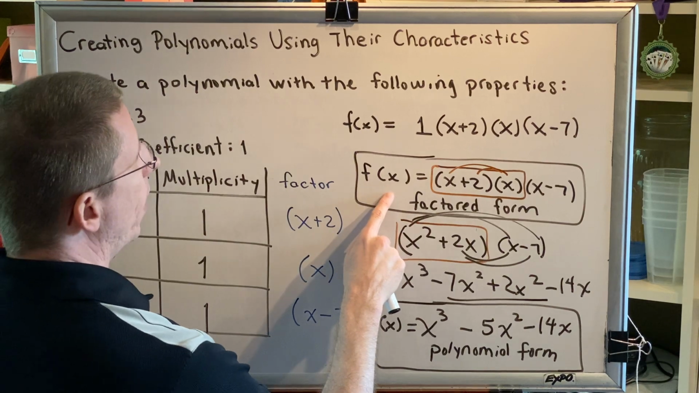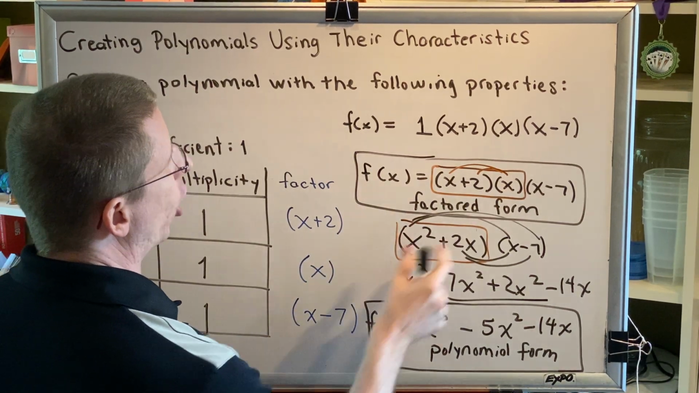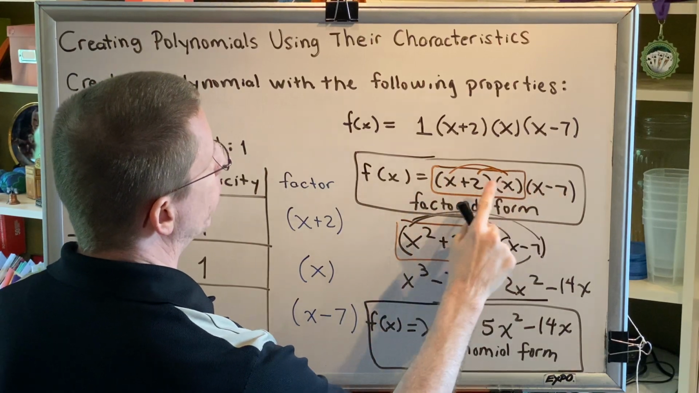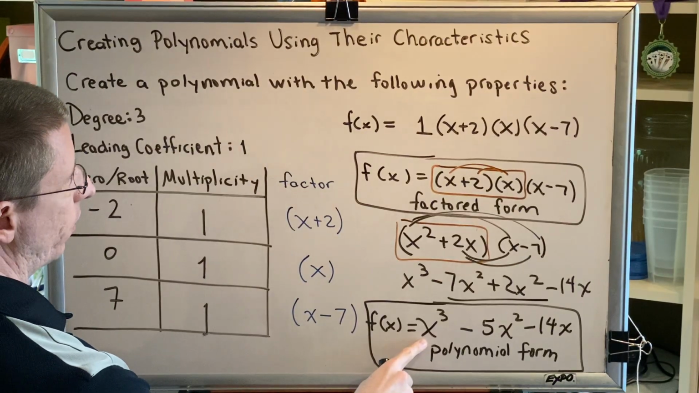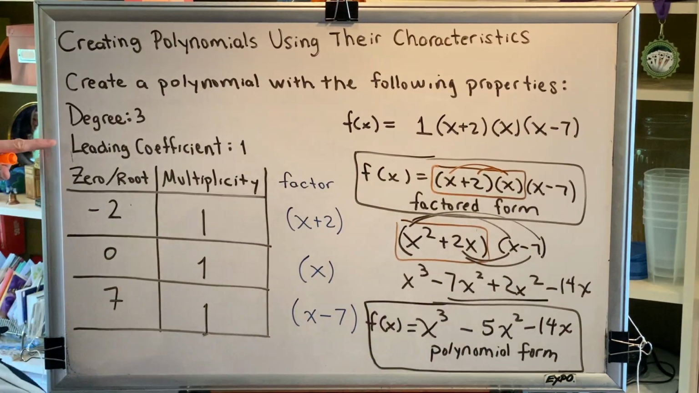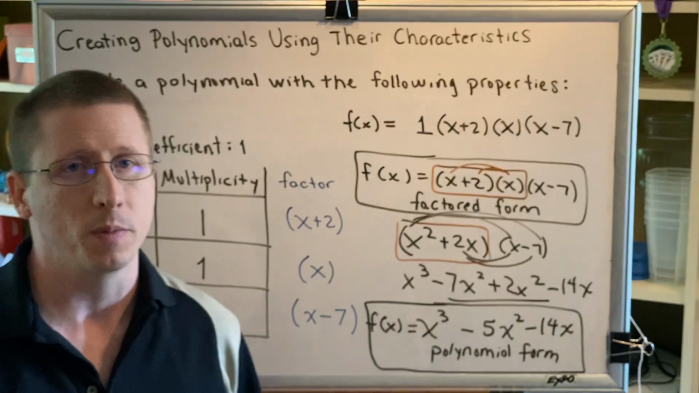And we know that the degree of a polynomial in factored form is found by adding the degrees of each factor. 1 plus 1 plus 1 is 3. The leading coefficient is the coefficient of the leading term, which is 1, and so that matches here as well, which gives me confidence that this problem has been solved correctly.